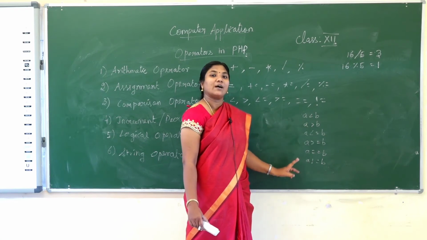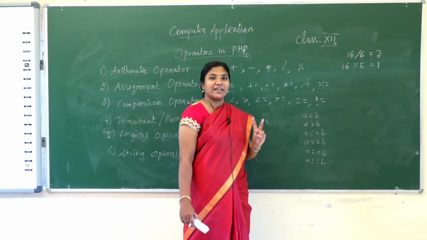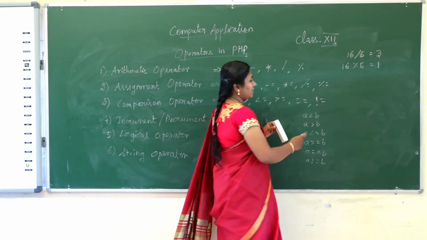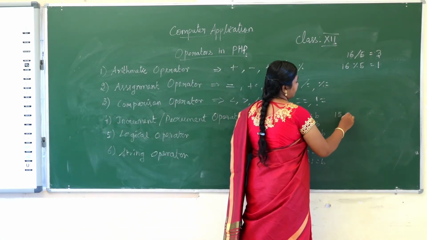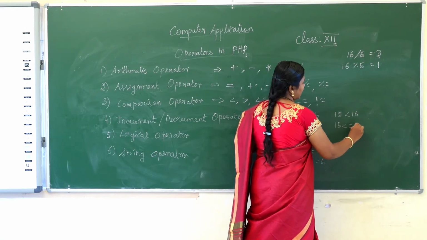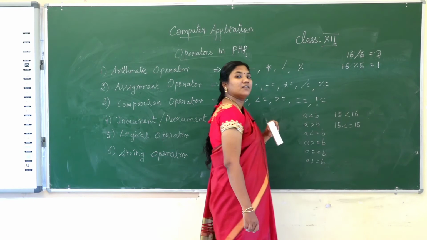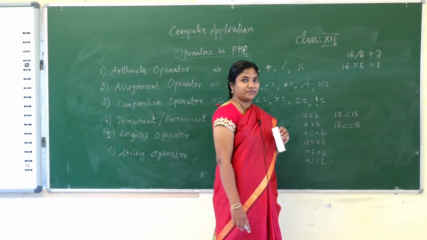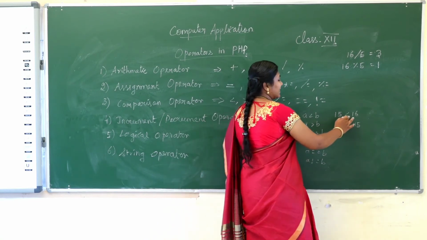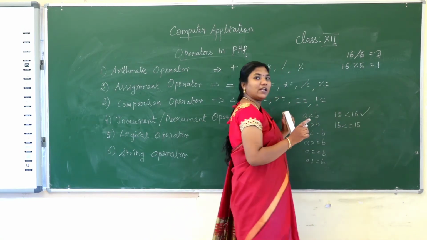So these are all the operators used in comparison operators, less than, greater than. What is the difference between less than and less than or equal to? 15 less than 16, 15 less than or equal to 15. Which one is right? Both the statements are correct because 15 is less than 16. It's purely less than 16.